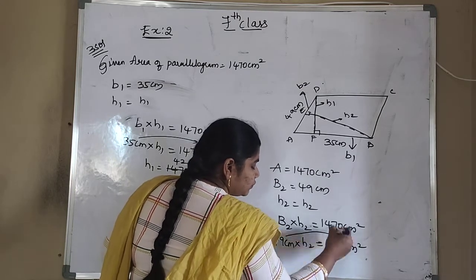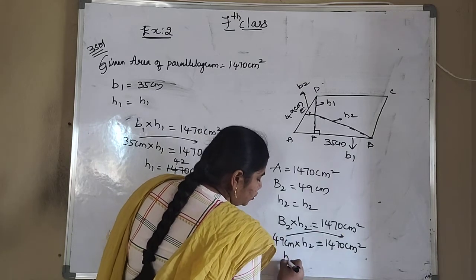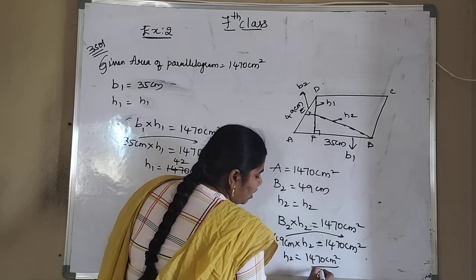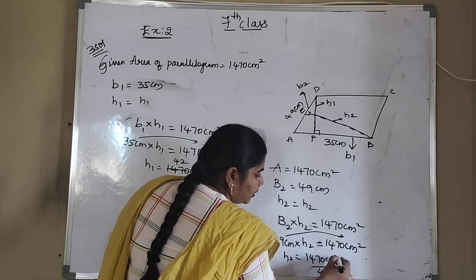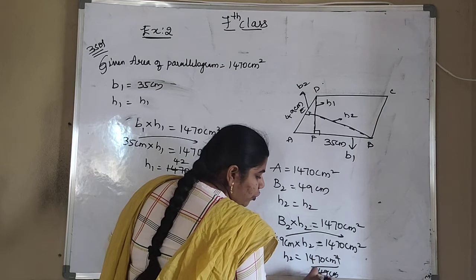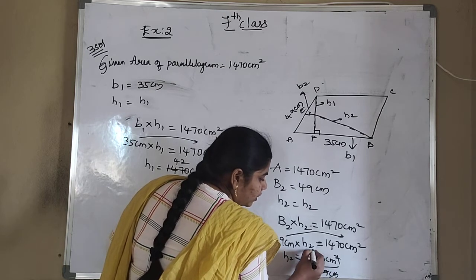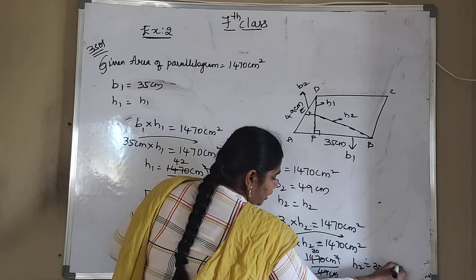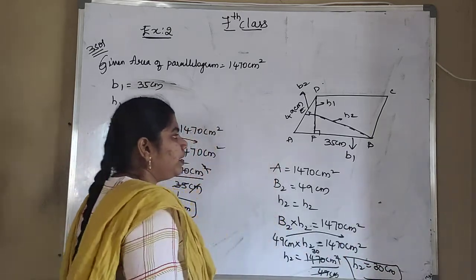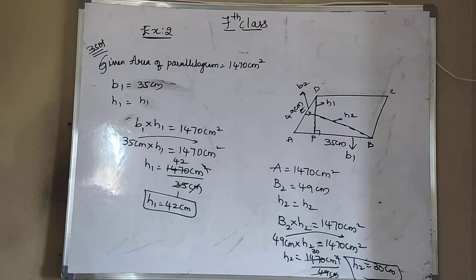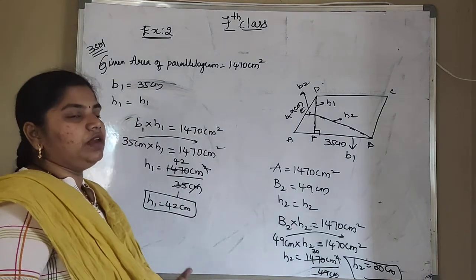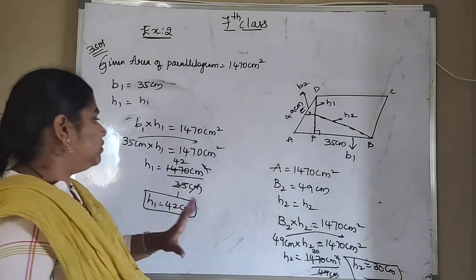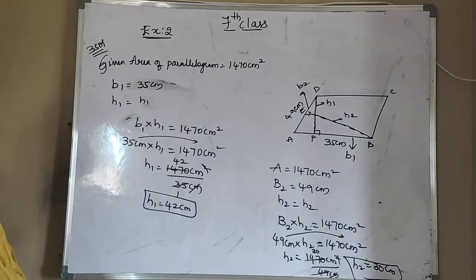I am transposing this 49 to the other side. So H2 is equal to 1470 centimeters square by 49 centimeters. Centimeter will get cancelled. 49 ones are 49, 49 30s are 1470. So what is the height 2 value? You got it as 30 centimeters. So this is how you will find when they give the area value directly. We just have to find any one of the values, that is base or height. So in this way you will solve the problems.